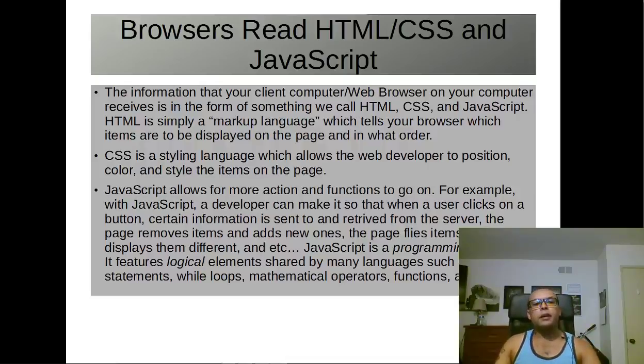JavaScript, on the other hand, allows for more action and functions to go on. For example, with JavaScript, a developer can make it so that when a user clicks on a button, certain information is sent to and retrieved from the server. The page removes items and adds new ones. The page flies items around and displays them differently, and etc. JavaScript is a programming language. It features logical elements shared by many languages, such as if statements, while loops, mathematical operators, functions, and etc.